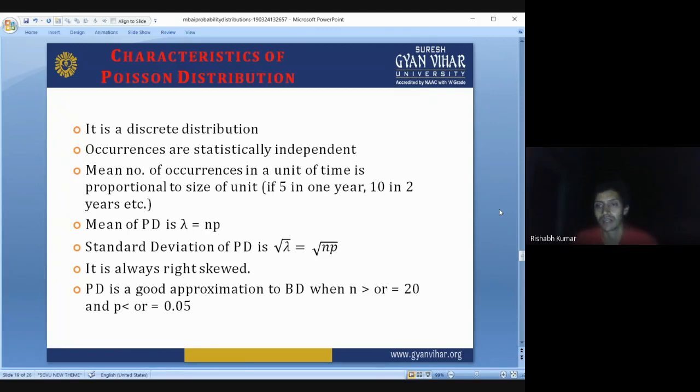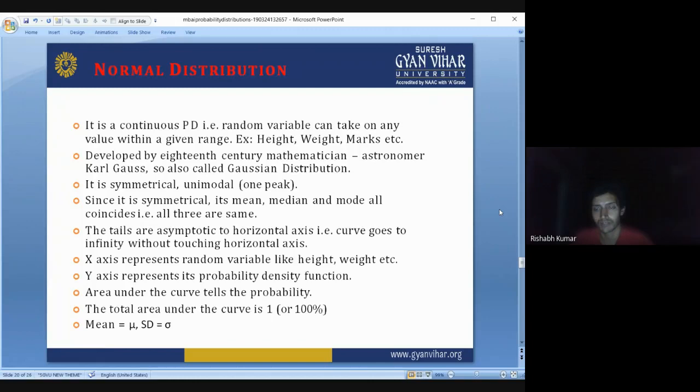Means when n is large enough, then it is better to use Poisson distribution instead of binomial distribution, right? And p is less than or equal to 0.05. Then comes your normal distribution. We have already heard or read about this many times.